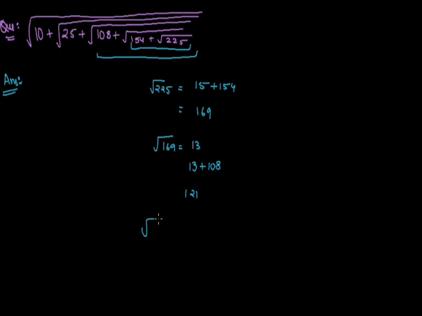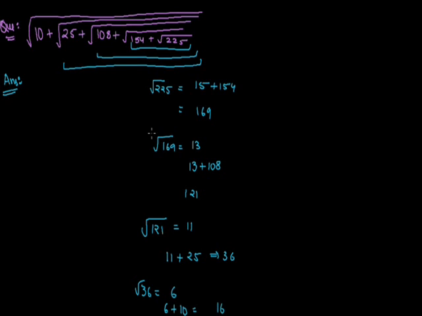Then we have root of 121, which is equal to 11. Then 11 plus 25 is equal to 36. We completed this portion. Now we have root of 36, that is equal to 6, and 6 plus 10 is equal to 16. Now this complete expression can be written as root of 16, which would be equal to 4. Answer is 4.